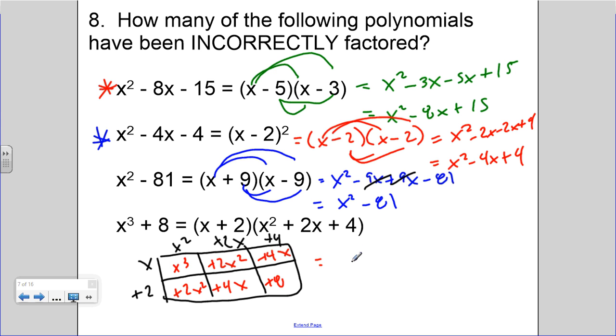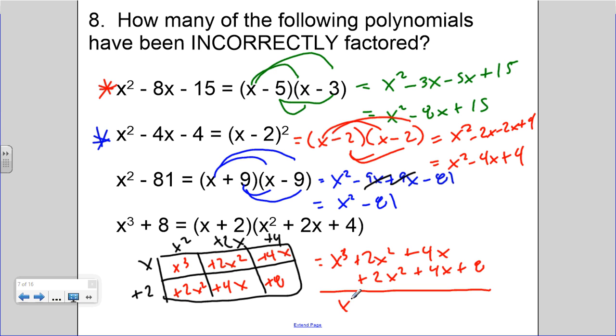So bring the results out. So I would have x cubed first plus 2x squared plus 4x. Then I have positive 2x squared again, so line it up with this one. Then another positive 4x, and then a positive 8. So stack your like terms if it helps you. So the final answer would read x cubed plus 4x squared plus 8x plus 8. So again, this one is incorrectly factored.